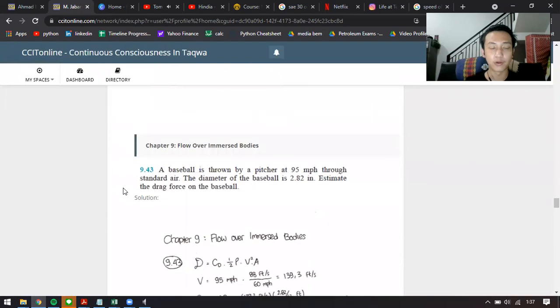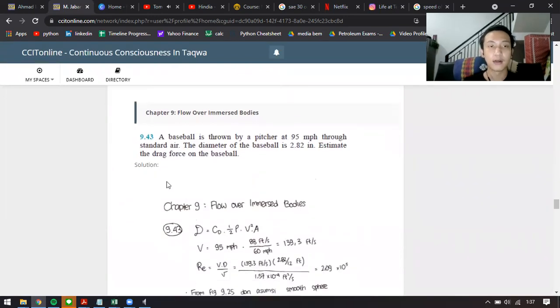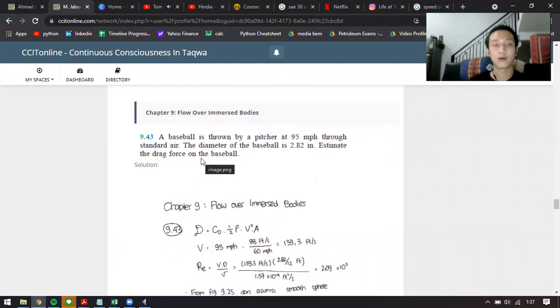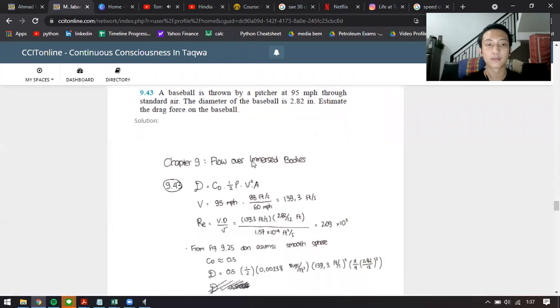Next, we move on to chapter 9, flow over immersed bodies. In this chapter, I will explain the solution of problem 9.43. The case is a baseball thrown by a pitcher at 95 miles per hour through standard air. The diameter of the baseball is 2.82 inches. Estimate the drag force on the baseball.